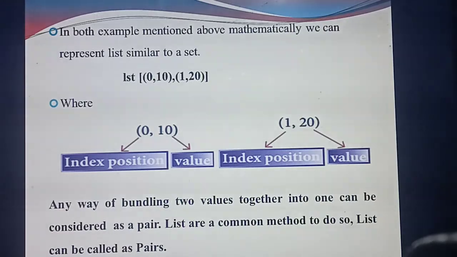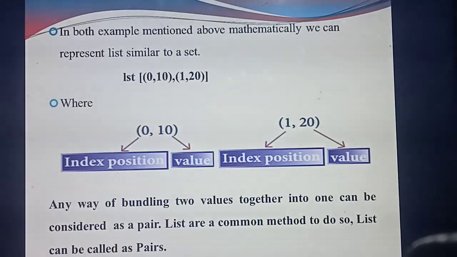So it is similar to a set. You have studied sets, no? In the same way, if you look, it is similar to a set. Listen, see the example: LST equal to 0, 10, 1, 20. Inside the square bracket you are declaring how many elements? 4 elements. First, 0, 10 you are enclosing in a first set, and second, 1, 20 is represented in a second set. What's the meaning of this?